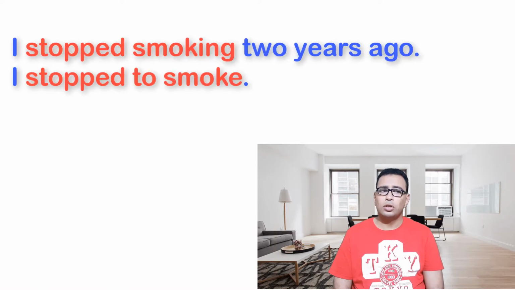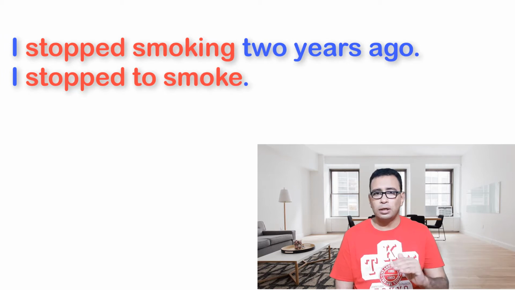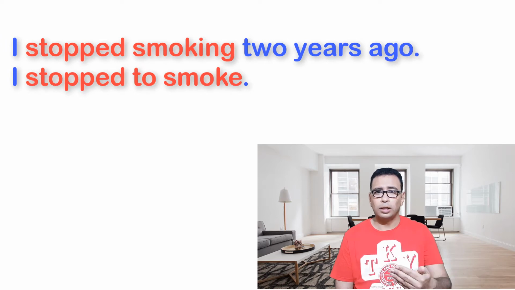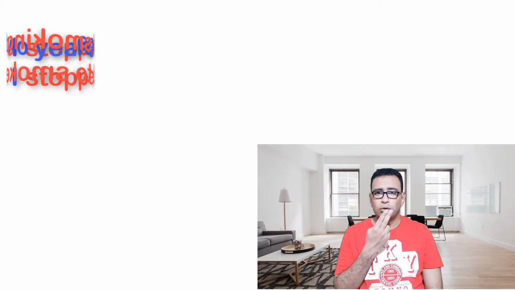You can say, I stopped smoking 2 years ago, or I stopped to smoke. Stopped smoking, stopped to smoke. What's the difference? When you say stopped smoking, stop plus verb ing, it means quit. I no longer smoke. I stopped this habit. But I stopped to smoke means you were walking, then you stopped walking so that you can light up a cigarette and smoke.